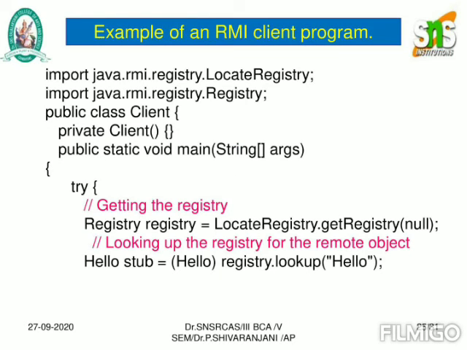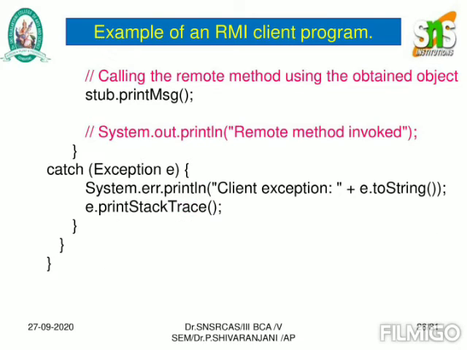So I have created a class called Client, and I used a constructor in main. If any error occurs at the time of client side, then it has to be found and thrown as a message, hello, I'm here. And the next thing is you have to call the remote method using the obtained object. So by using System.out.println, I'm going to display the message remote method invoked. So this is what the try statement will invoke.